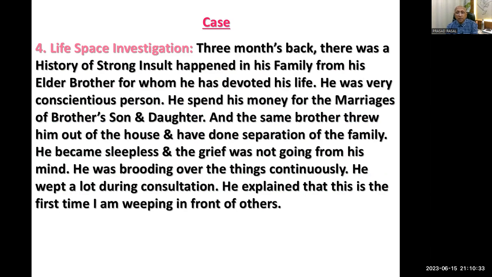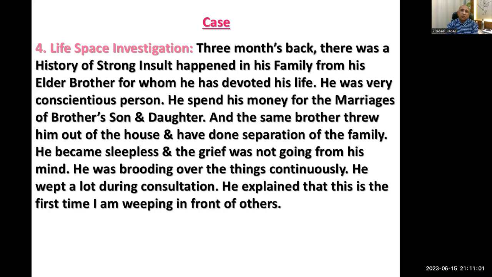And the same brother threw him out of the house and had done separation of the family. He became sleepless and the grief was not going from his mind. He was continuously brooding over the things. He wept a lot during consultation and he said, "Doctor, this is the first time I'm weeping in front of others." And really he wept at that time.